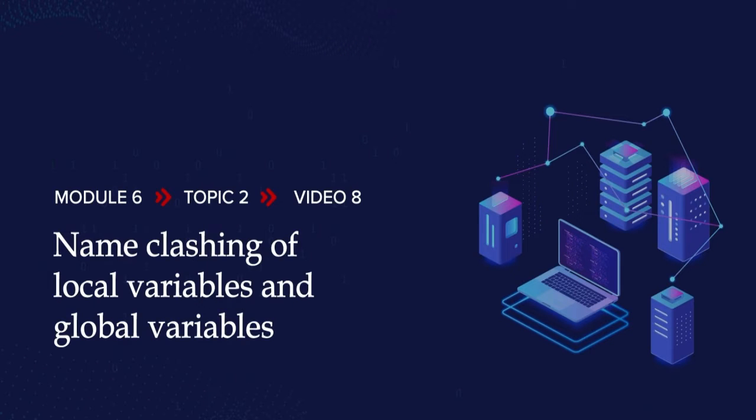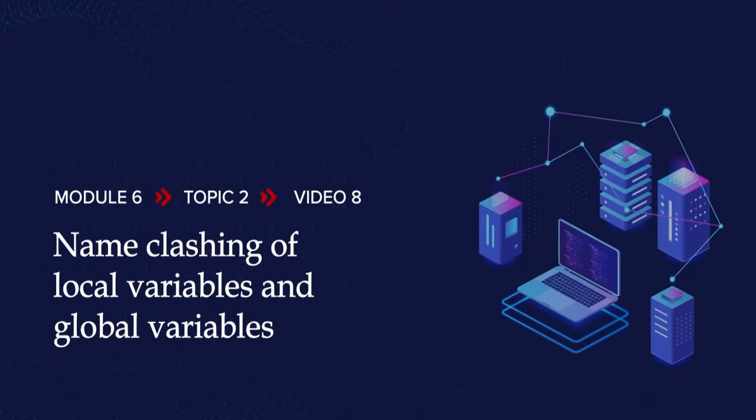In this lecture, we are going to see what happens if we have got a local variable with the same name as the global variable. Always remember, in such a case, the local variables are always given precedence. That means they are given priority.